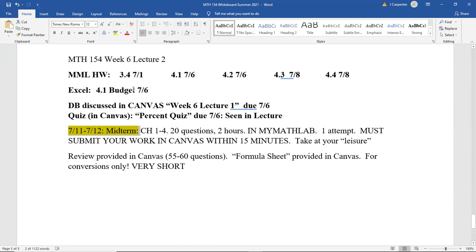Your Excel budget is going to be due on the 6th. The discussion board that we gave last time in Canvas, that's going to be due on the 6th. And then that percent quiz is due on the 6th. I'm already getting emails about this. Just as I said for the pay attention quiz, please make sure that you pay attention to the instructions so you can get your full grade without having to shoot me an email.